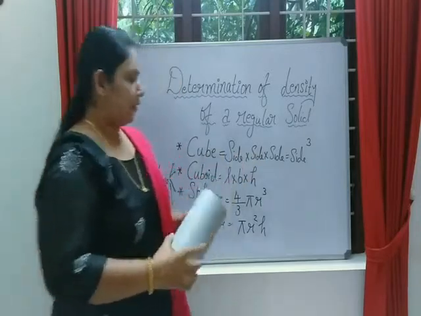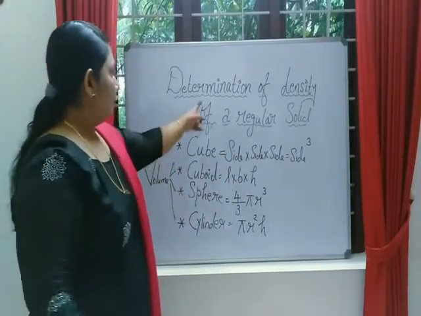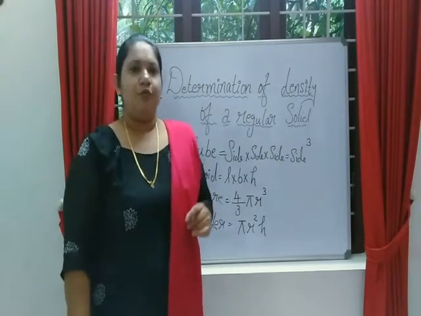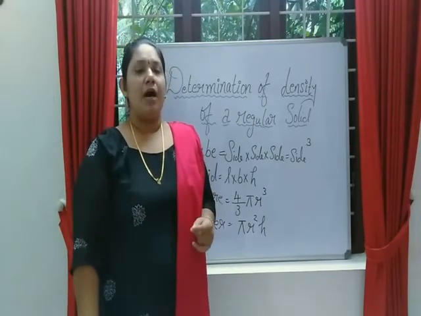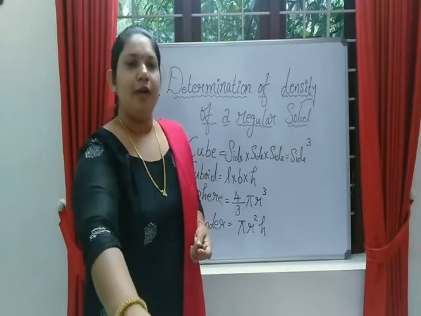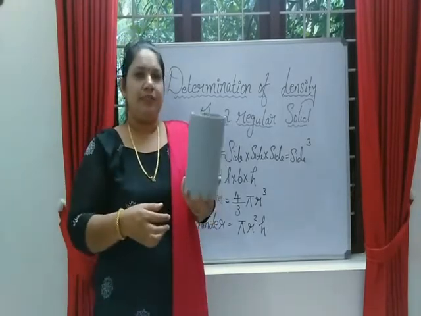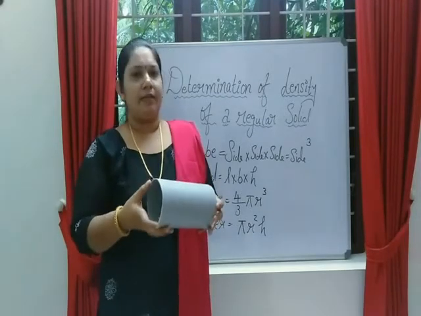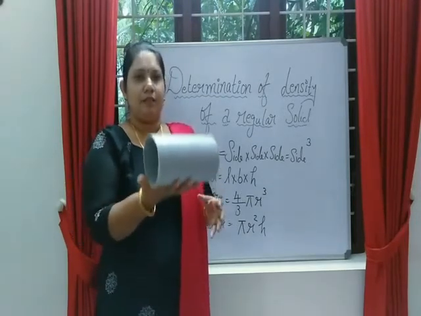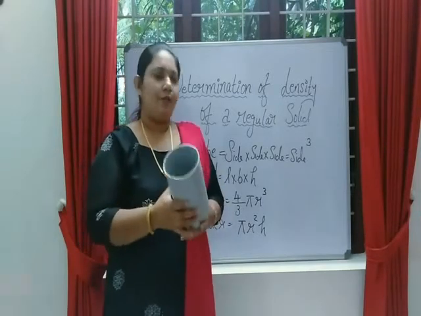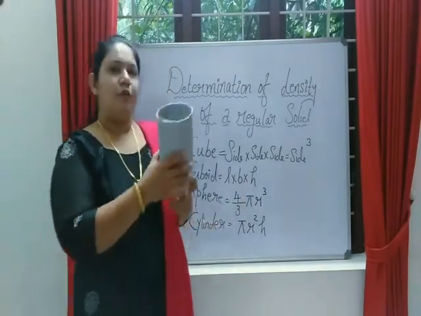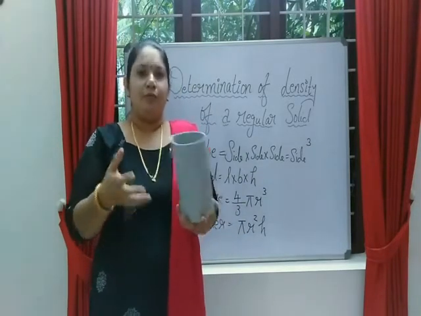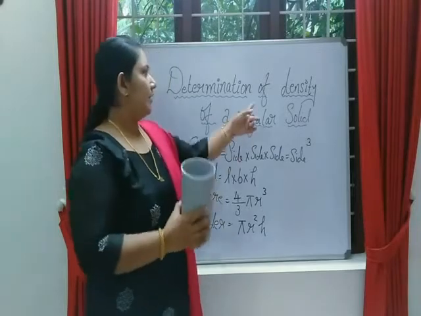So once we calculate the volume, for finding the density, we already studied in part 1. Formula for density is mass by volume. First we have to calculate the mass of this cylinder using a beam balance or any electronic balance. After that we have to calculate the volume of this cylinder. So once we got the mass and volume, we can calculate the density of this cylinder.